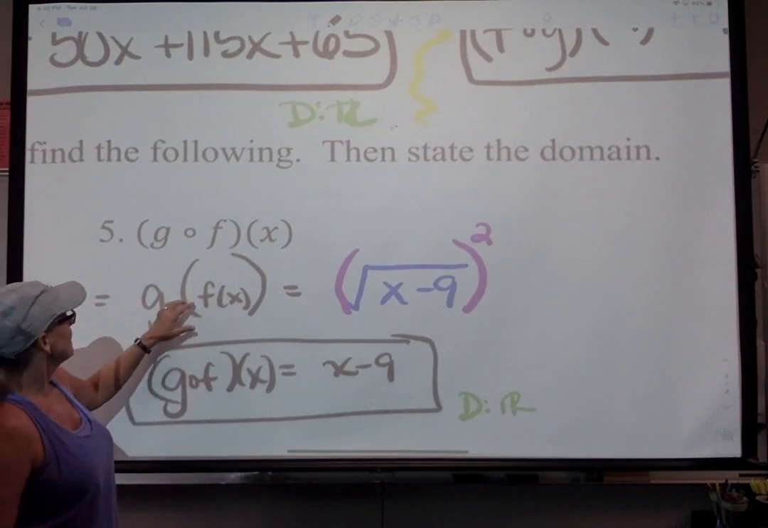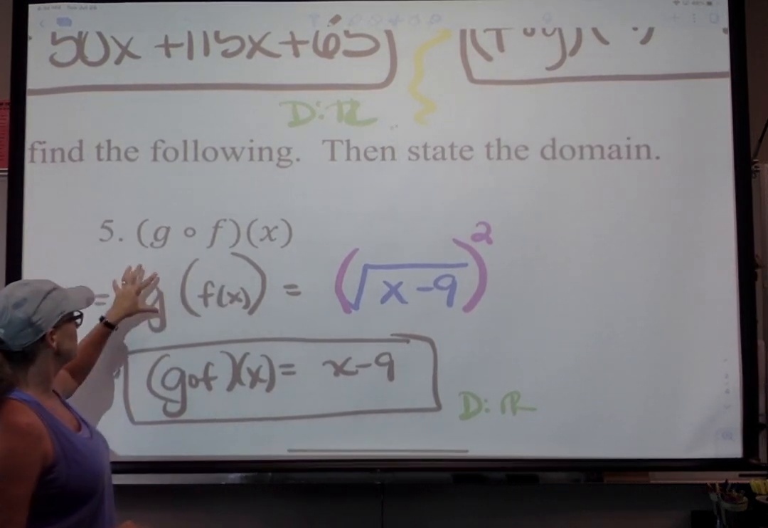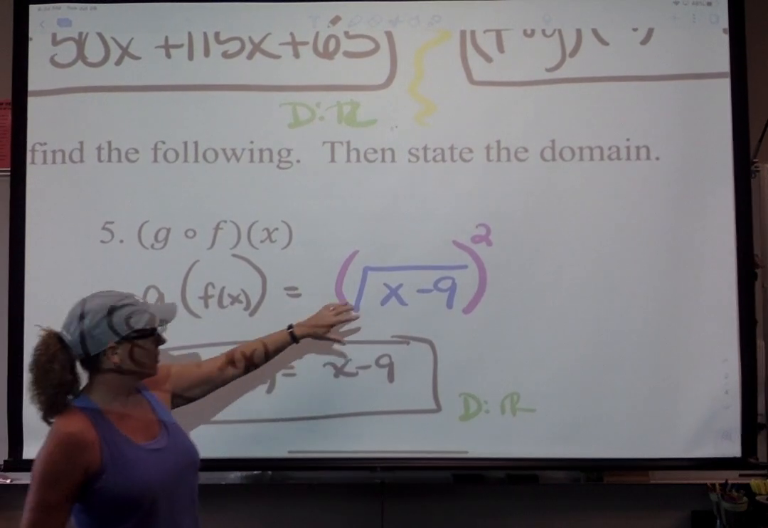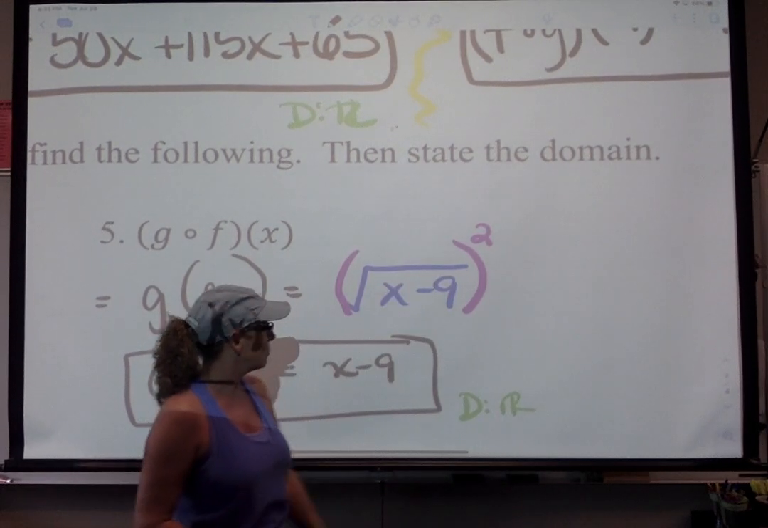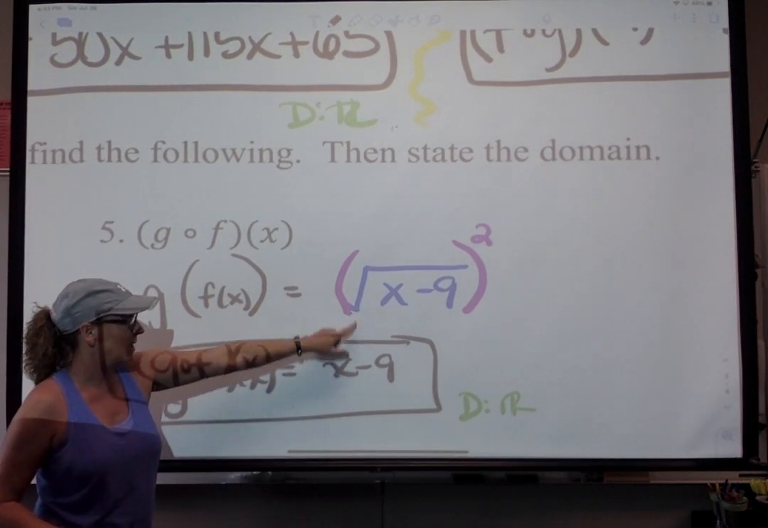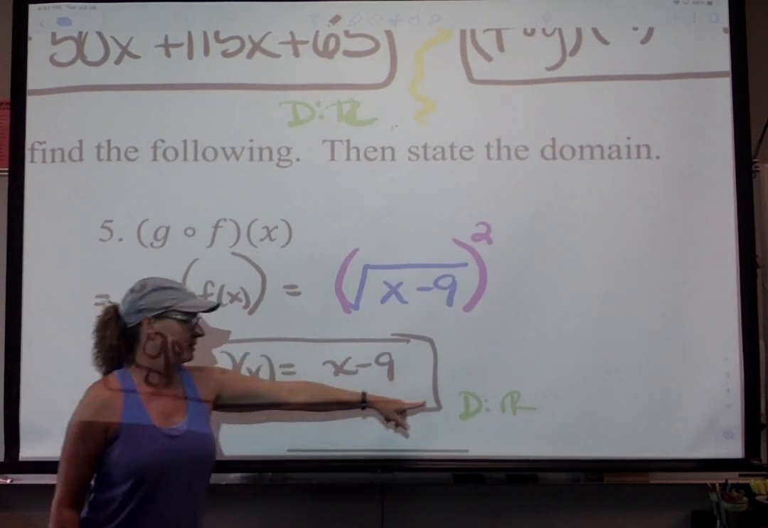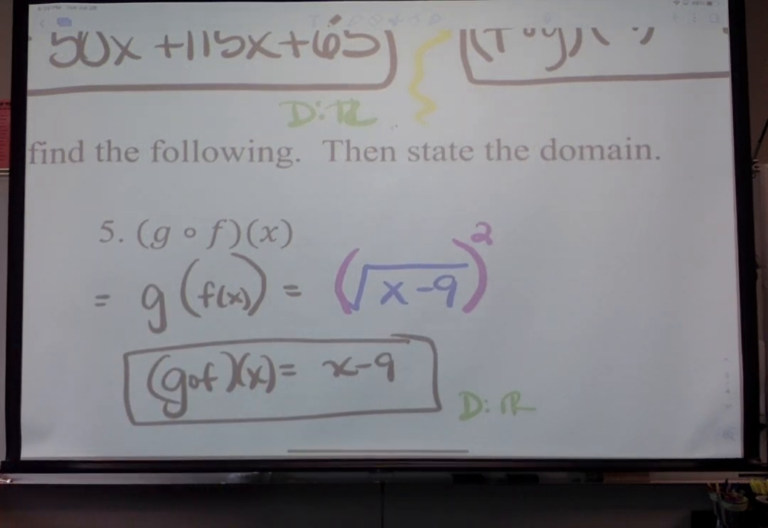Next one. This is saying take f of x, the blue cloud, and bury it into g of x. So I get the quantity radical x minus 9 squared. I went ahead and squared it. It eradicates the radical, and I get x minus 9. It's linear, all real numbers. It's all good.